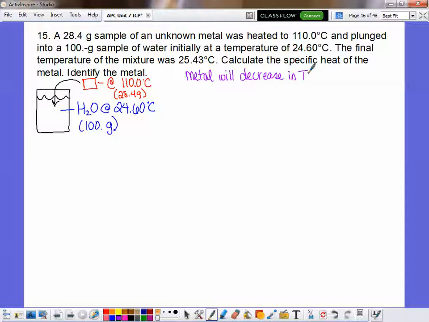All right, so since the metal is going to decrease in temperature, does that mean that it is gaining or losing energy? It's losing energy in the form of heat, loses heat. And what is happening to the water? We already said it's going to increase temperature. It's gaining the heat that the metal is losing.